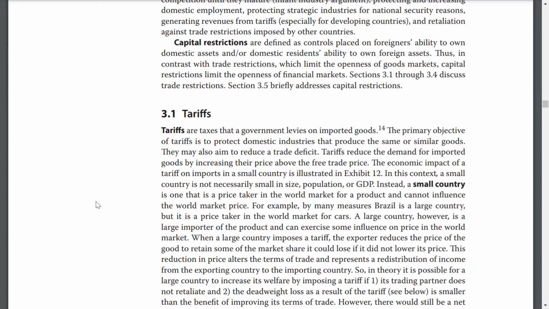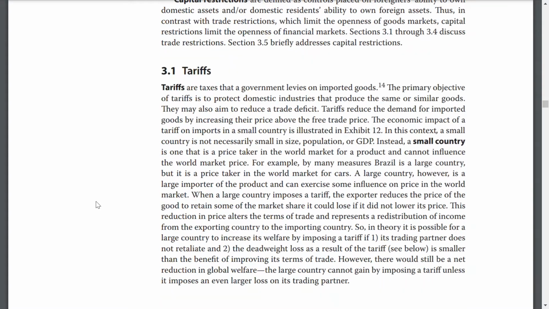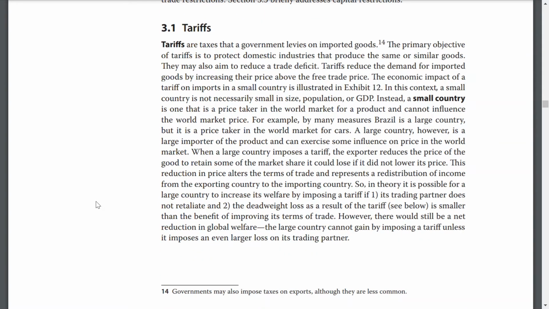In this context, a small country is not necessarily small in size, population, or GDP. Instead, a small country is one that is a price taker in the world market for a product and cannot influence the world market price. For example, by many measures, Brazil is a large country, but it is a price taker on the world market for cars. A large country, however, is a large importer of the product and can exercise some influence on price on the world market. When a large country imposes a tariff, the exporter reduces the price of the good to retain some of the market share it could lose if it did not lower its price.